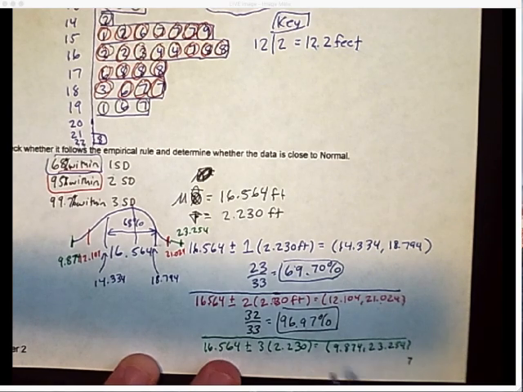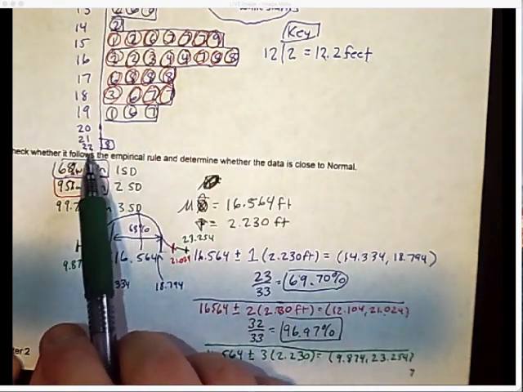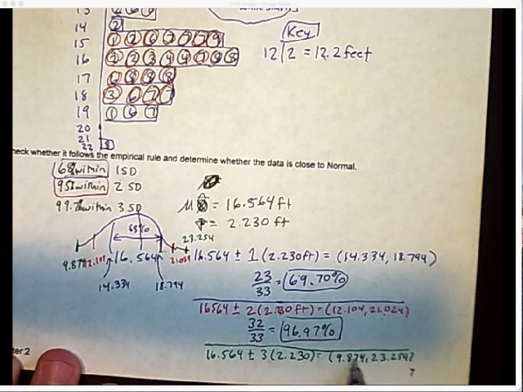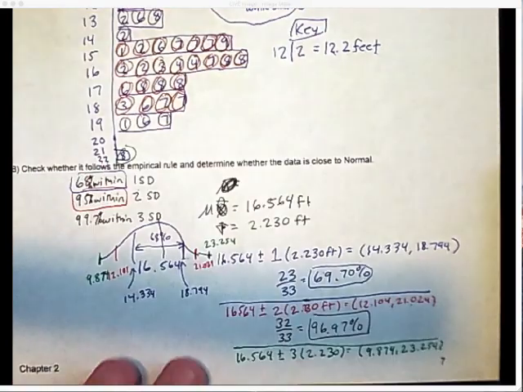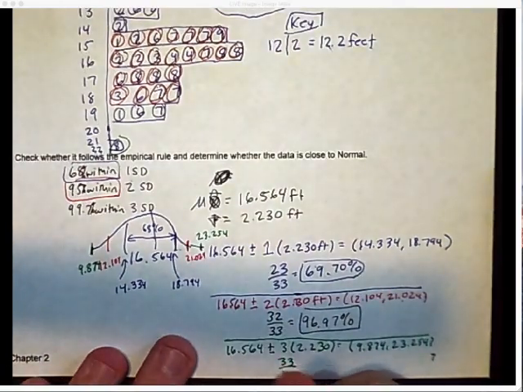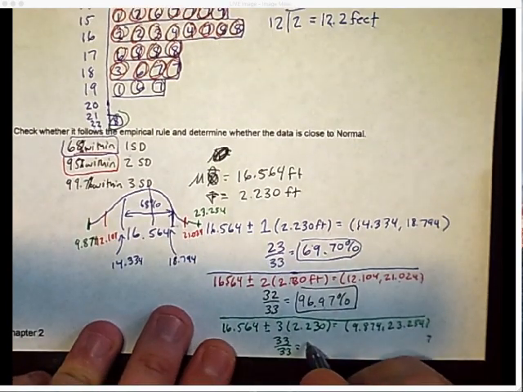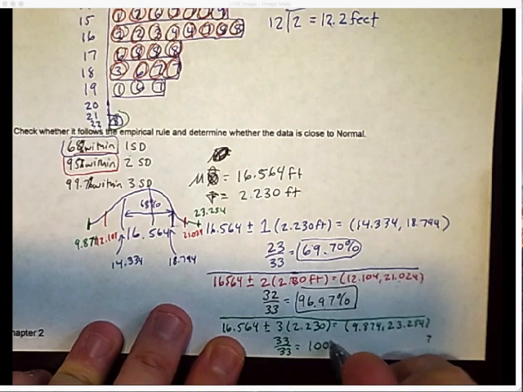Well, all of these numbers I circled so far are bigger than 9.874. Can I include this one now? Can I include the 22.8? Is that in between these two numbers? Yes, it is. So when I do that, I've circled everything. All the data falls within 3 standard deviations. So 33 divided by 33 is 1, which means 100%.